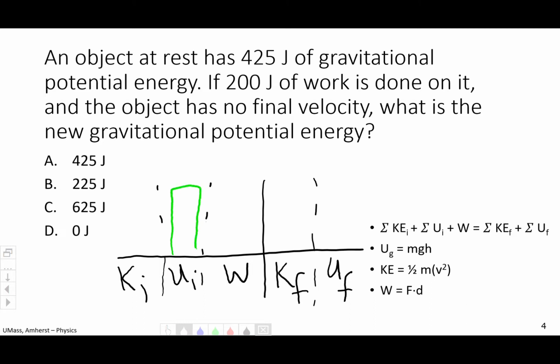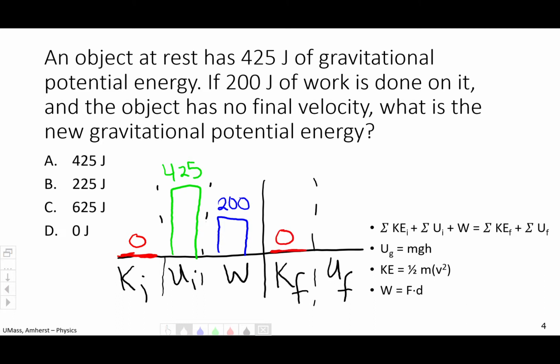So, 425. We're going to throw a 0 in the initial kinetic energy. All right. How much work is done? 200 joules. I'll do that in blue, why not? 200 joules of work. And we're told that the object has no final velocity. So if the object has no final velocity, that means it has no final kinetic energy.